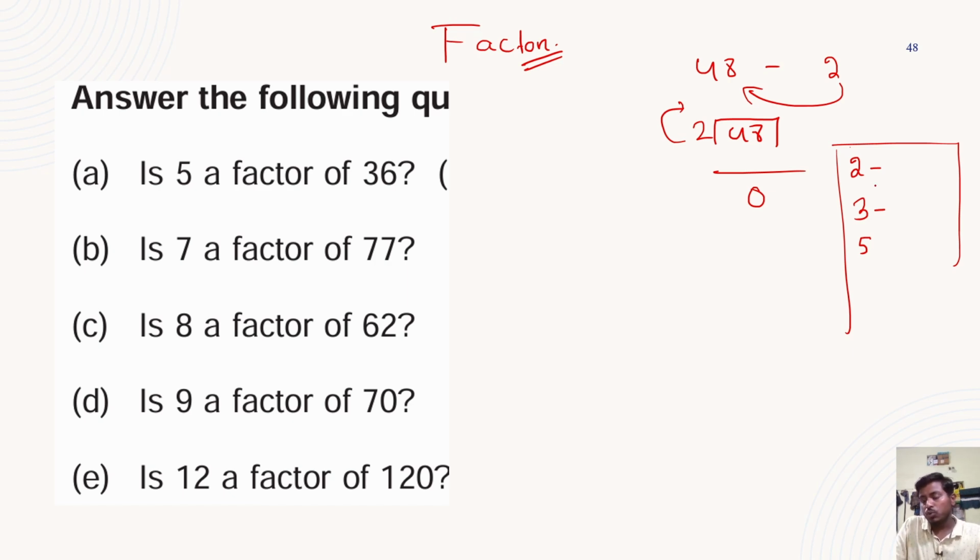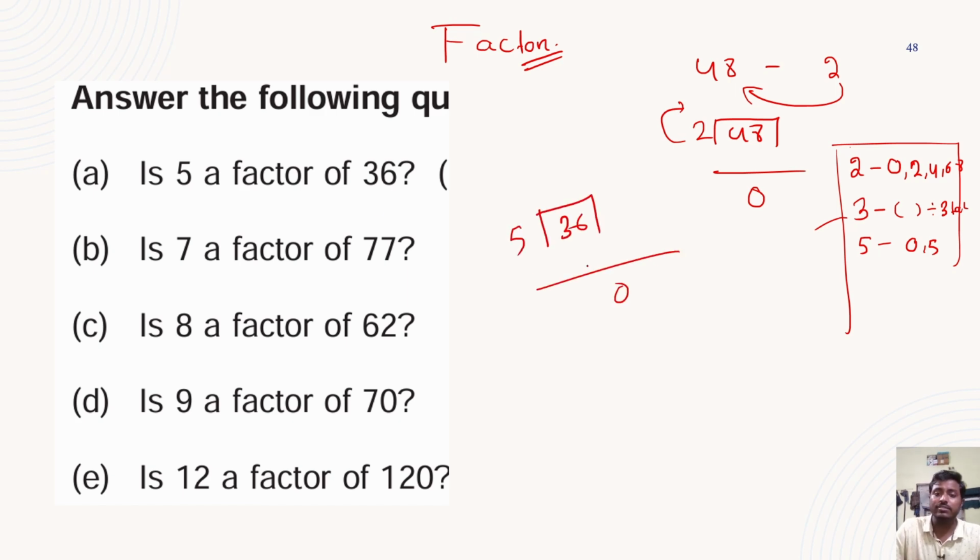The rule of 2 is the last digit must be 0, 2, 4, 6 or 8. The rule of 3 is the sum of the digits is in the 3 table. And the last one, 5: the unit place must be 0 or 5. Okay. Now check, is 5 a factor of 36? Simply we divide 36 by 5. If the remainder is 0, then yes, otherwise no. Because 5 sevens are 35, the remainder is 1. So that's why the answer is no.